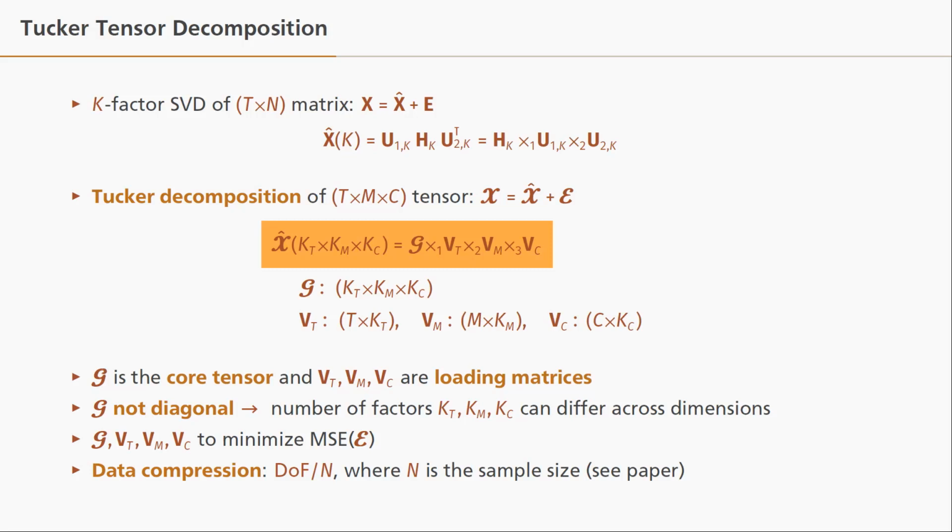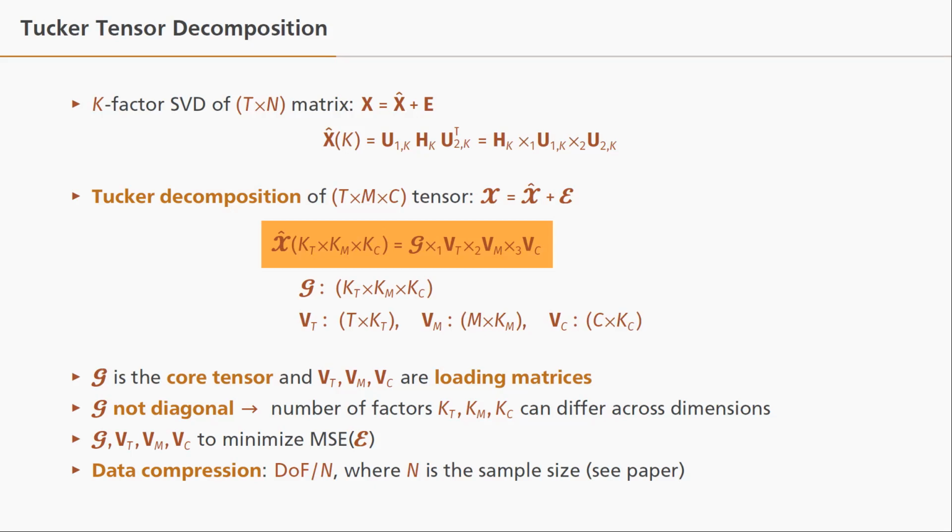So the intuition is that this core tensor corresponds to the H matrix, and these three V matrices play the role of U1 and U2. That's really it. And the rest, if you sit down and work out how this mechanically works, you'll see it, but it will take you a little bit of time. Again, G is not diagonal, and let's say we pick this number of factors, then G and the V's are determined to minimize the error.